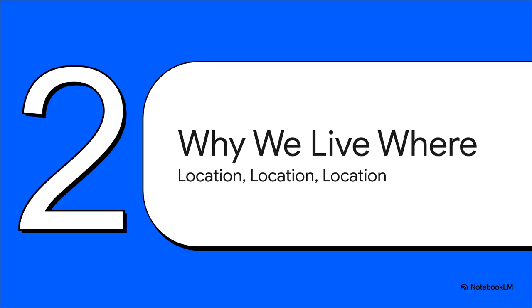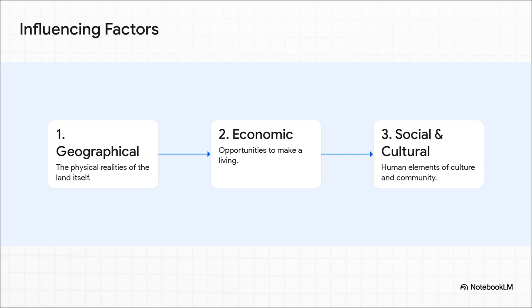All right, so now we know what it looks like. Let's get to the fun part. Why? I mean, what makes some places absolute magnets for humanity, while others are, well, left alone? It turns out the answer really comes down to three big things. First, you've got the land itself, the actual geography. Then there's money, the economic opportunities. And finally, you have all the social and cultural stuff that brings people together.